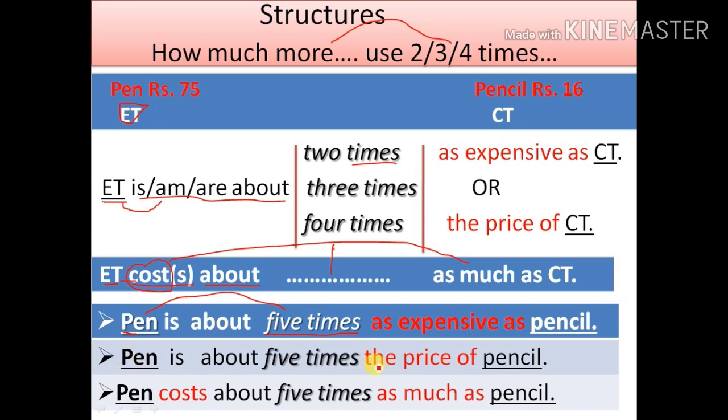Similarly, we can use the price of instead of as expensive as, following the same structure. Pen is about 5 times the price of pencil. Similarly, you can use the verb cost and as much as. So pen costs about 5 times as much as pencil. I have already told you, if you are using cost, you have to use as much as instead of as expensive as or the price of.